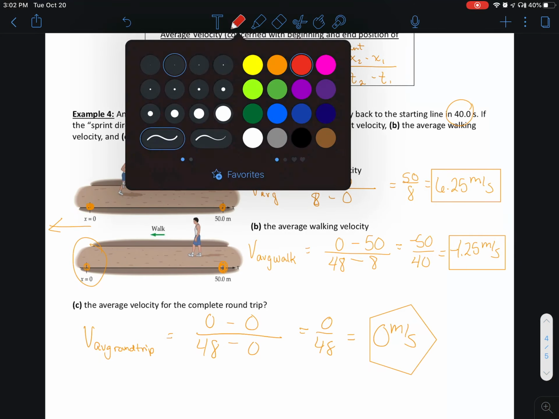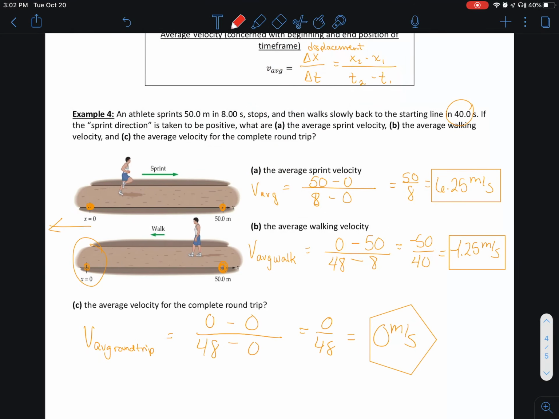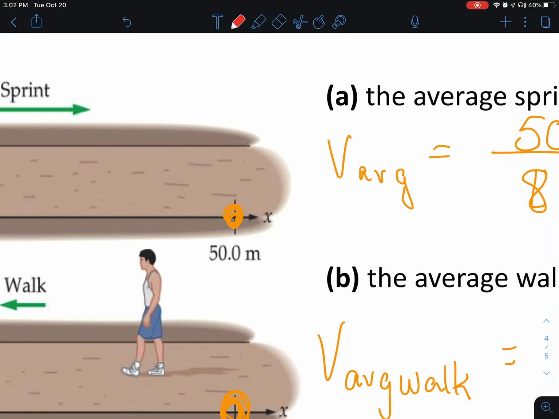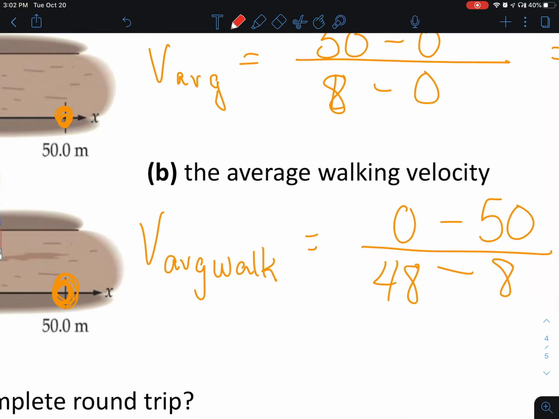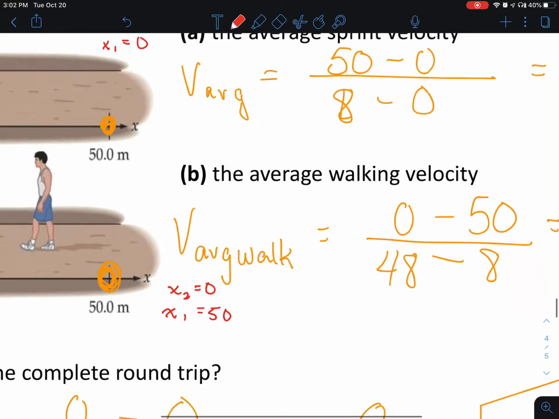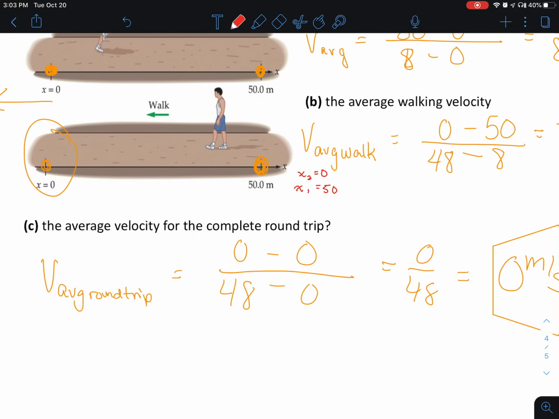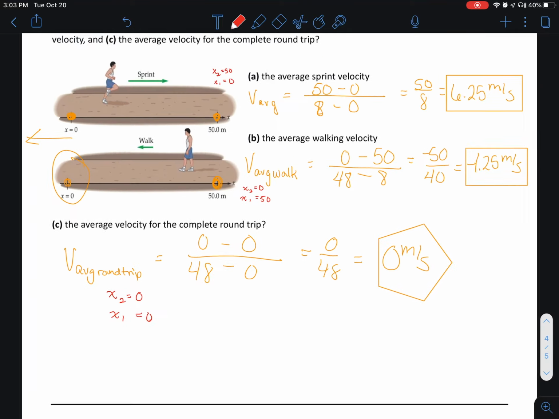Something I did on my notes that you can do on each one of these, I identified, like on part A, his sprinting, I wrote x2 is 50, x1 is 0. And then on the walking route, I wrote x2 is 0, x1 is 50. That might help some of you just kind of wrap your head around what's going on here. So like this one, x2, he ended at 0, x1, he started at 0. I don't know if that's helpful or not. If it is, please feel free to write all those little pieces down.